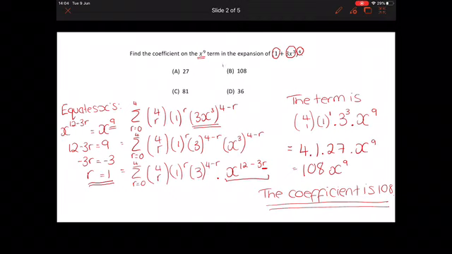This one we were asked multiple choice, so we know that our answer is B, 108. So for question 1, your answer is B, 108.